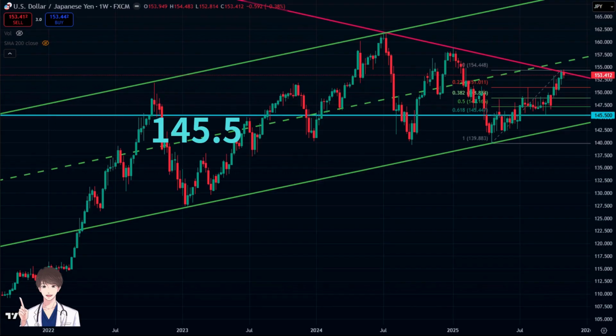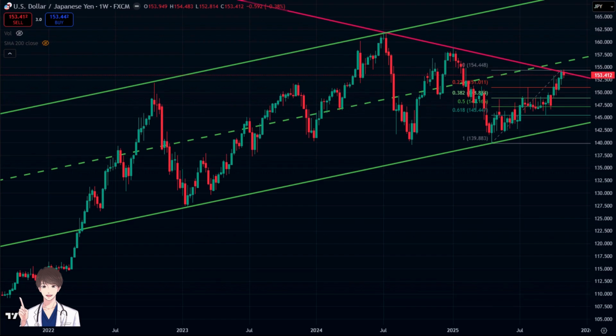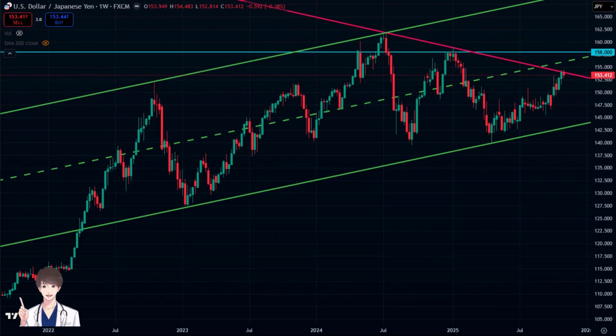145.5 could act as a deeper support. However, if price breaks below this level, we should be cautious of a larger decline. Conversely, while the probability may not be very high, if price breaks clearly above the descending trend line, the next target would likely be around 158, a level that drew attention in late 2024.